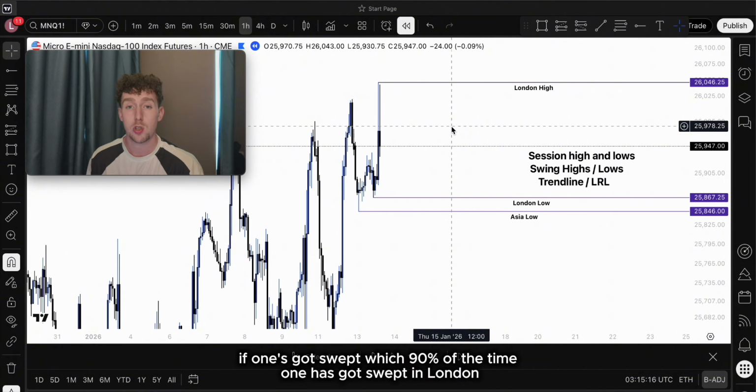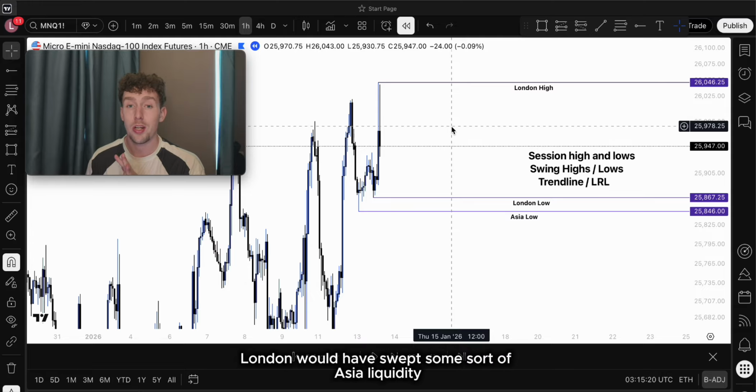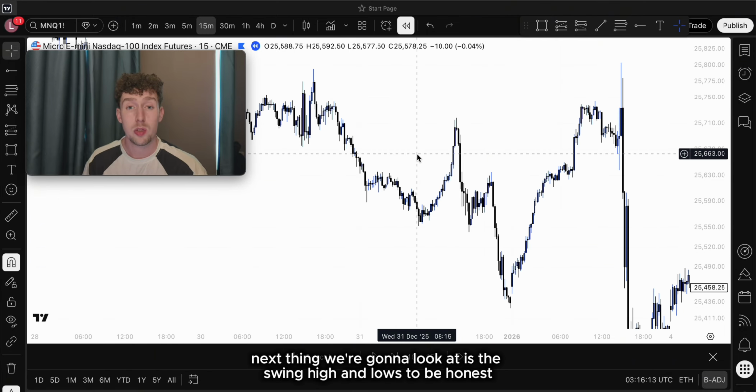As I've said, if one's got swept, which 90% of the time one has got swept, London would have swept some sort of Asia liquidity. So make sure you mark them out on your chart so you have them and they're a key draw on liquidity for us. Next thing we're going to look at is the swing high and lows.